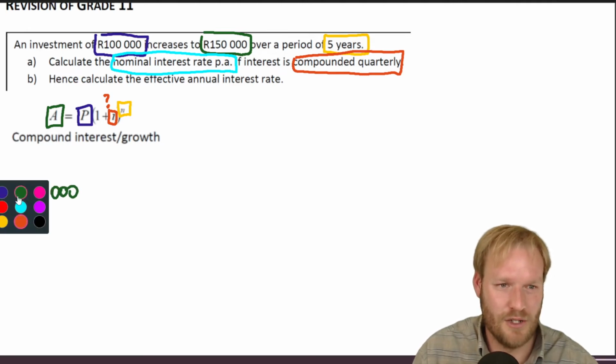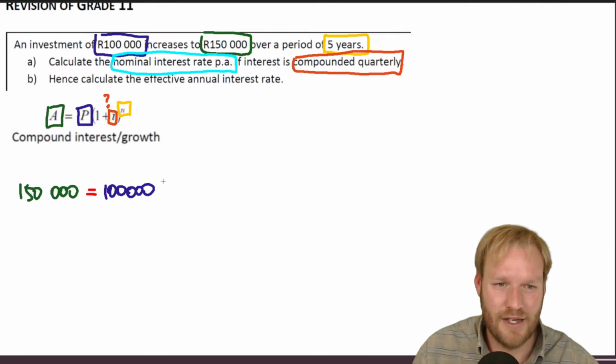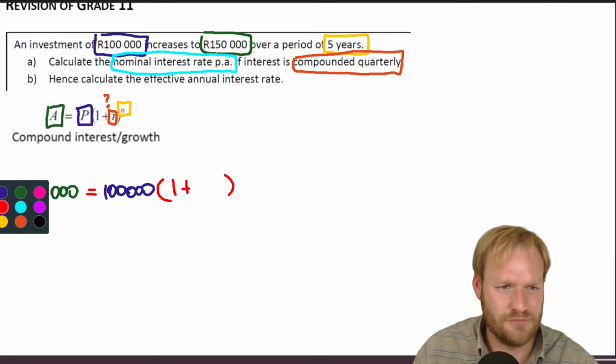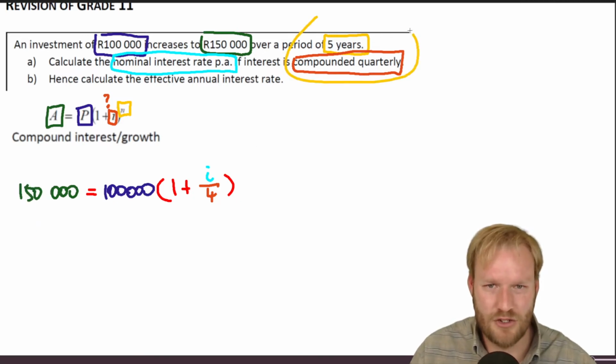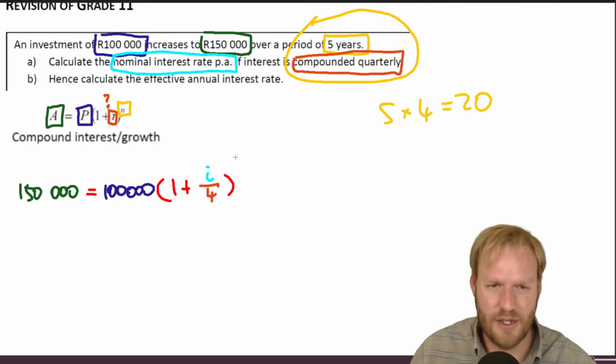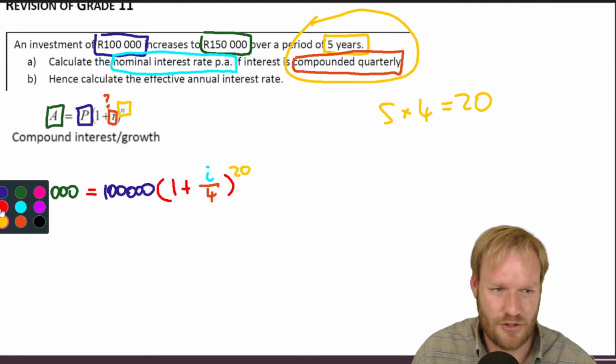150,000 Rand will equal, well, this is the joy of the colors, right? We invested 100,000 Rand, and we went 1 plus. Now, our interest rate, we don't know, but our interest rate is compounded quarterly. So we're going to divide it by 4. So our interest, our nominal, is that. And therefore, for our n, these two things combined: 5 years, happening 4 times every year, is 20 compounding periods. So there's our equation. Now we're just going to solve from there.